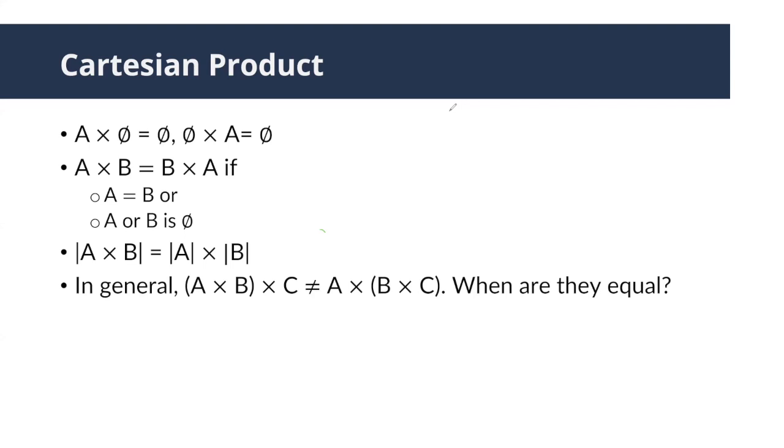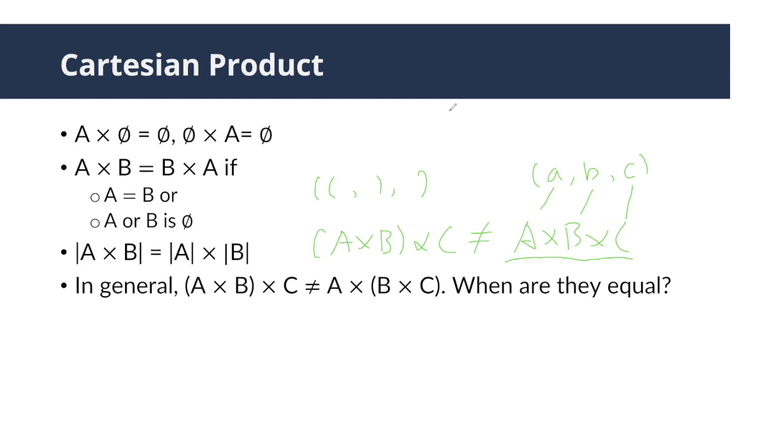Note that (A cross B) inside of parentheses cross C is not the same as A cross B cross C. Here, A cross B cross C is a set of 3-tuples, where the first element is from A, the second element is from B, and the third element is from C. You can see the format of each element in these two sets is different.